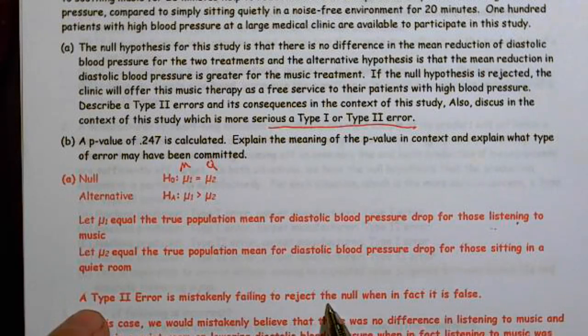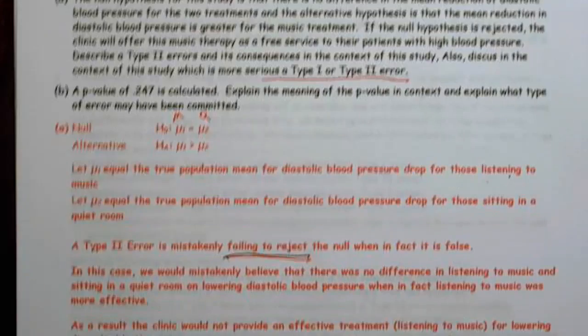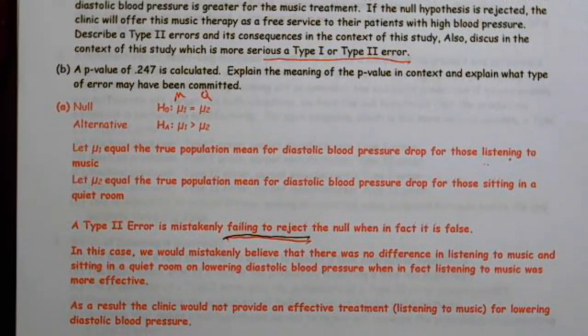A Type 2 error is mistakenly failing to reject. Don't forget that word failing, even though I just skipped it. Failing to reject the null when in fact it's false. In this case, we would mistakenly believe that there was no difference.